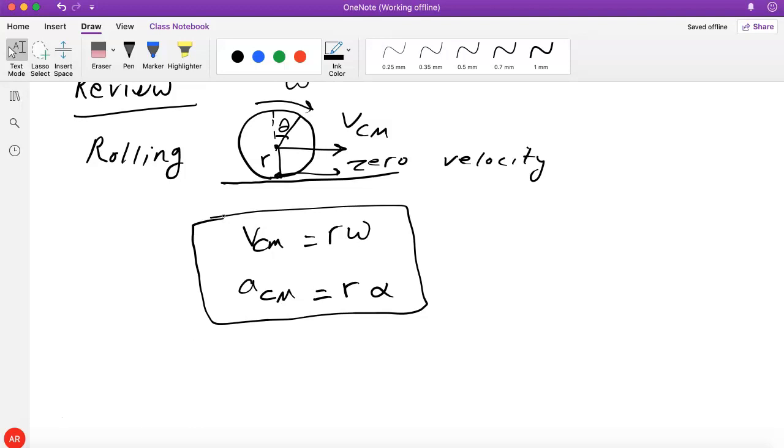Another observation was that at the point of contact, again, because there's zero velocity, any friction that's applied to our object is static friction, which doesn't do any work.